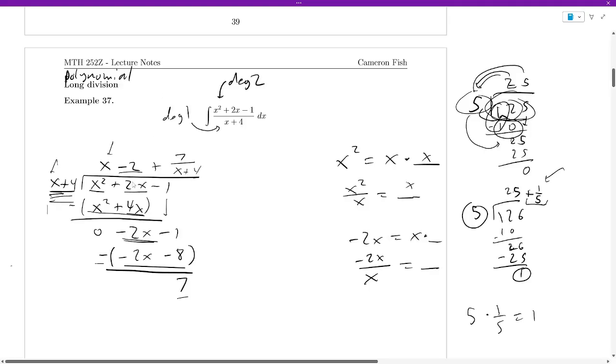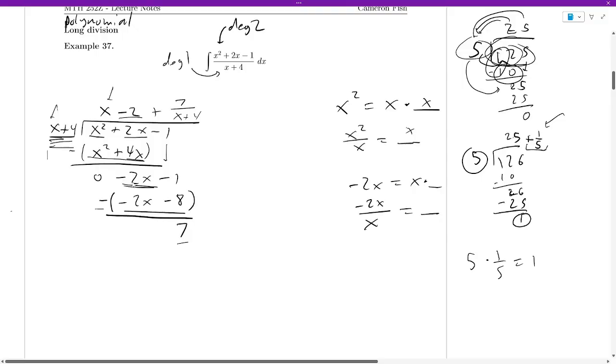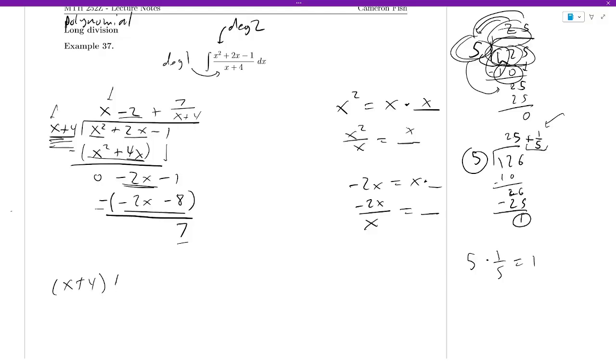So the point of all this is that we learned something about our polynomial. When we did the division, the whole point of the division was like 5 times 25 is 125. So we learned that x plus 4 times blank equals x squared plus 2x minus 1. That was the question we were trying to answer. What could fit there? And we learned that the answer was this.